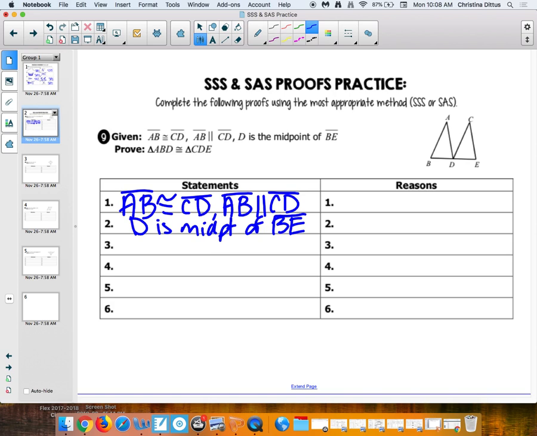If you want to use 3 lines for that, 1 line, 2 lines, whatever, that's fine. No matter how many lines you use, what should my reason be for each of those things? Yeah, good.